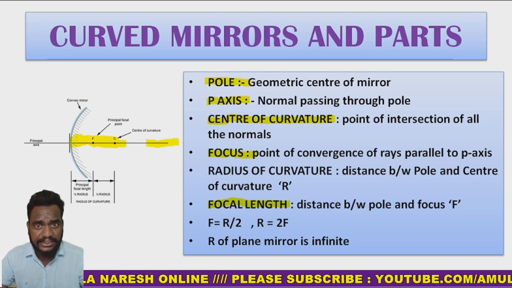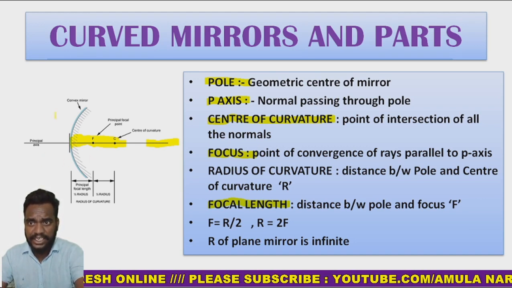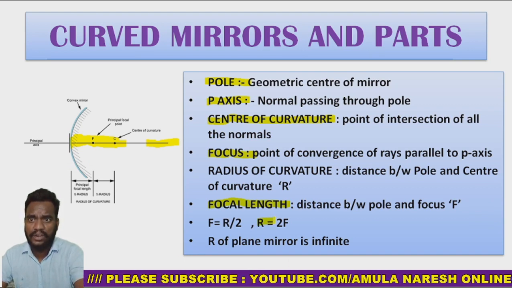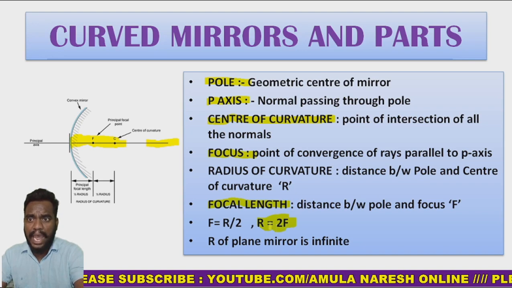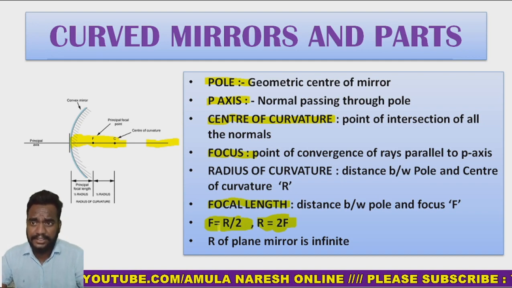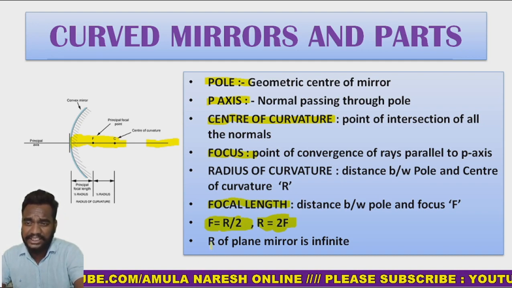And R is always twice the focal length. That means this is the relation between focal length and radius of curvature. You can see radius of curvature is always twice that of focal length, and focal length is always half of the radius of curvature. And the second thing is radius of curvature of plane mirror is infinite.